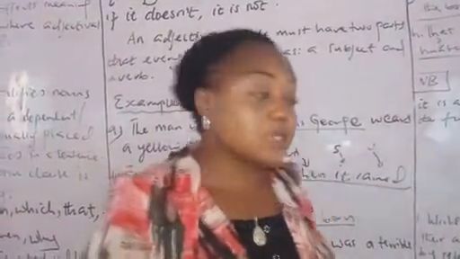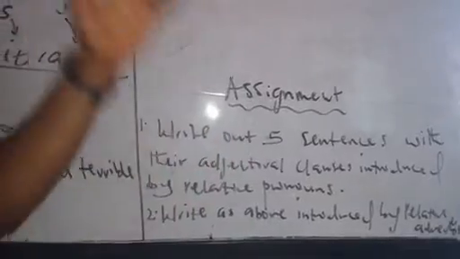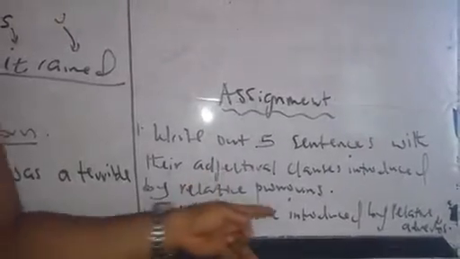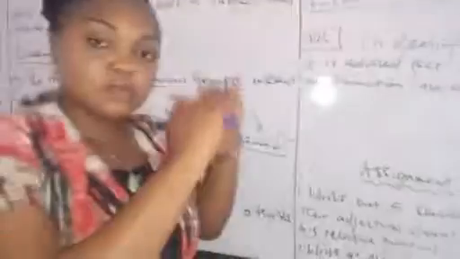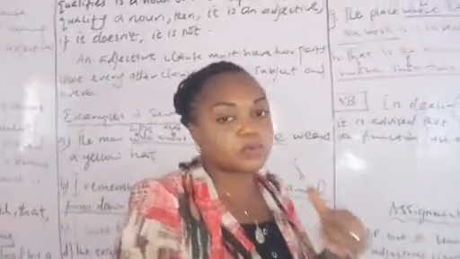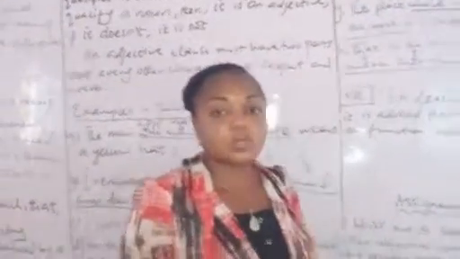So for your assignment, you are going to write out 5 sentences with adjectival clauses introduced by relative pronouns. 5 sentences. All of them will be introduced by relative pronouns. You should know your relative pronouns by now. And then another 5 sentences, right as above, introduced by relative adverbs. Okay? The first 5 should be introduced by relative pronouns. The other 5 should be introduced by relative adverbs.